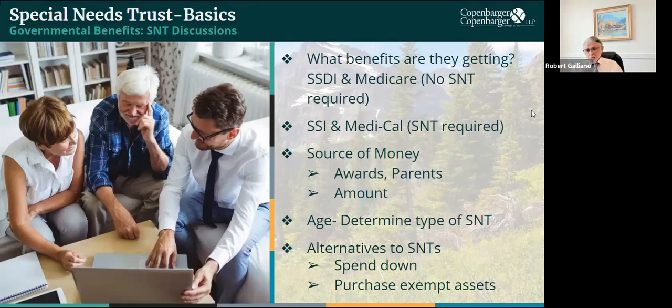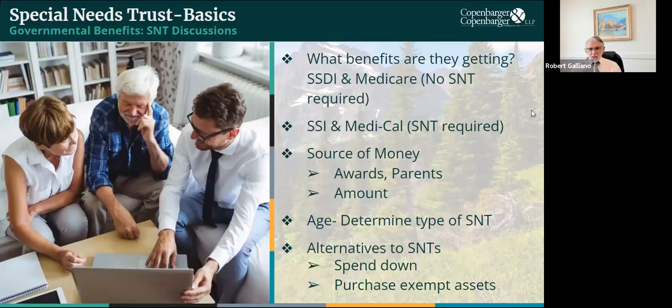The SSI asset requirement: an individual can only have $2,000 worth of assets. For Medi-Cal, currently the individual can have up to $130,000 in assets, and in 2024, there will be no cap on the amount of assets the person can have.